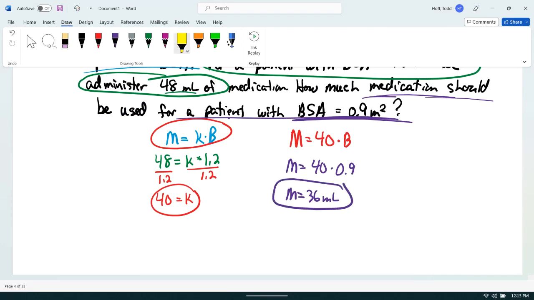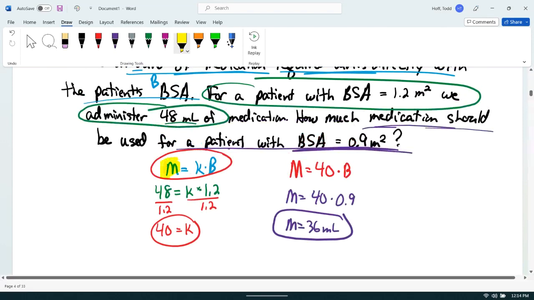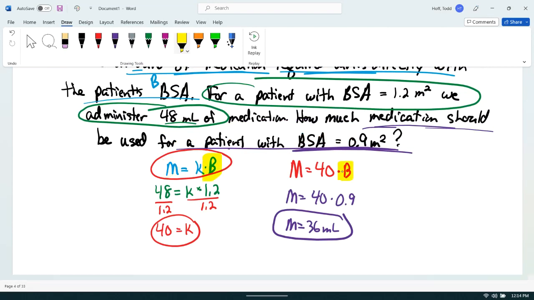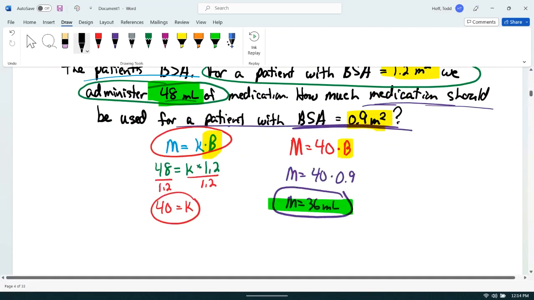The important thing is to make sure that the units we use for body surface area, not for M here, both of those were in the same units. They were both in square meters. And then we need to make sure that our results, the medication here, was in milliliters. This medication also has to be in milliliters. So that's an example of direct variation in practice.